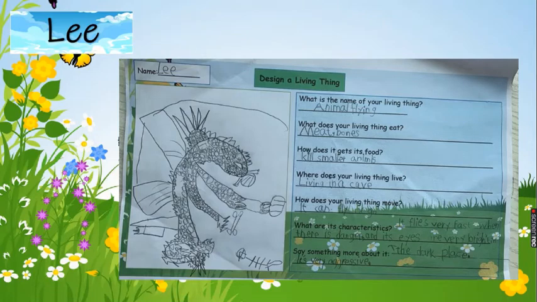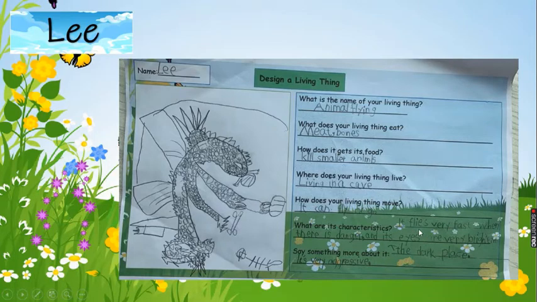Now, this is Lee's little design of living thing. Oh my god, it looks so scary. The name of this living thing is Animal Flying. Flying animal, maybe. And then it eats meat and bones. It kills smaller animals. It lives in a cave. And it can fly or go. Wow, like a very powerful living thing. Just like a monster or dragon.